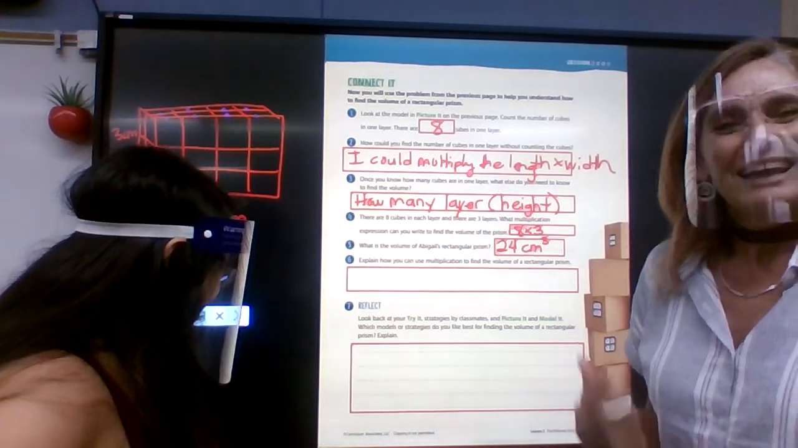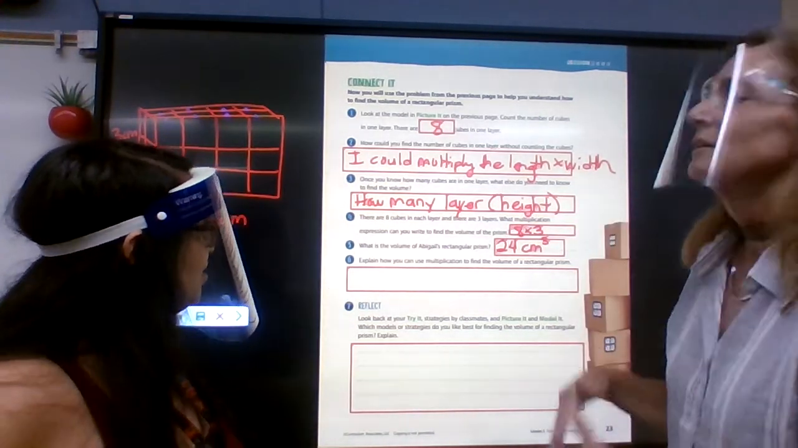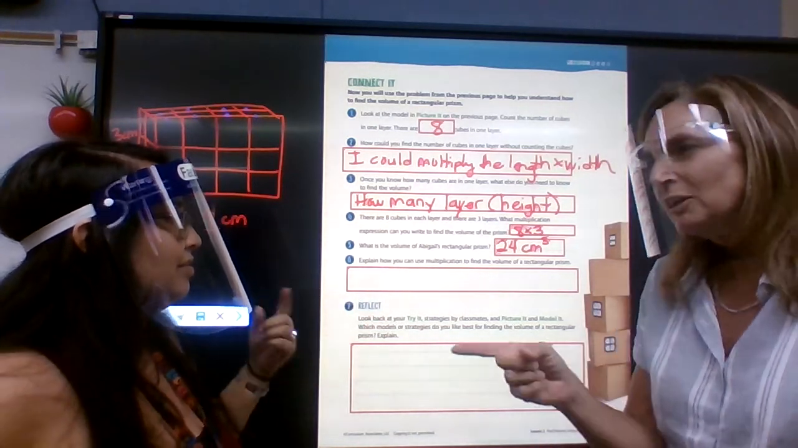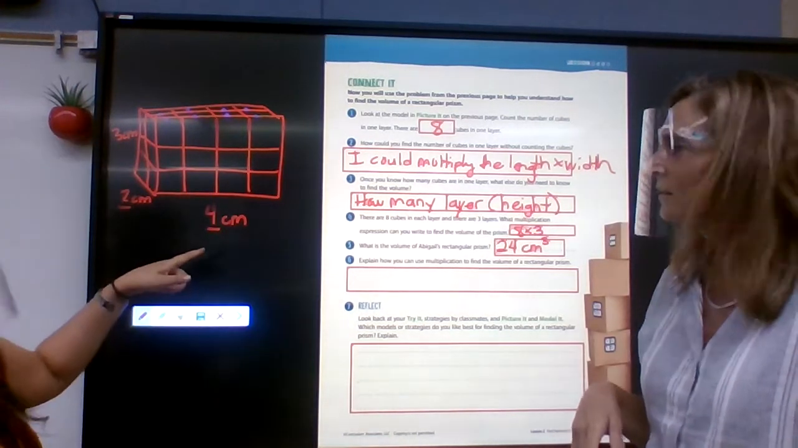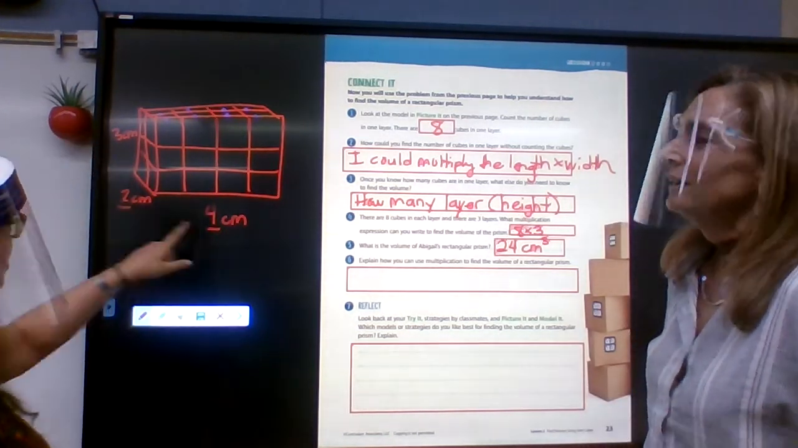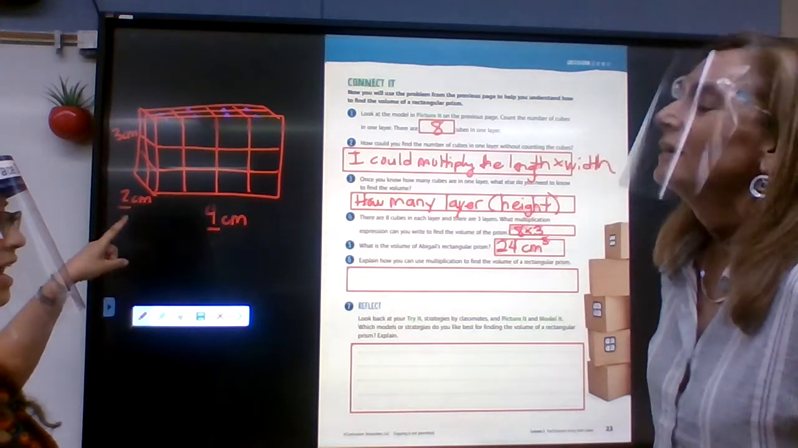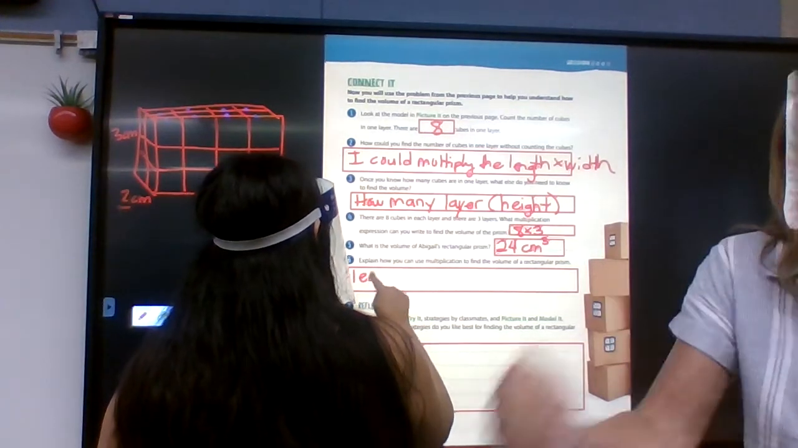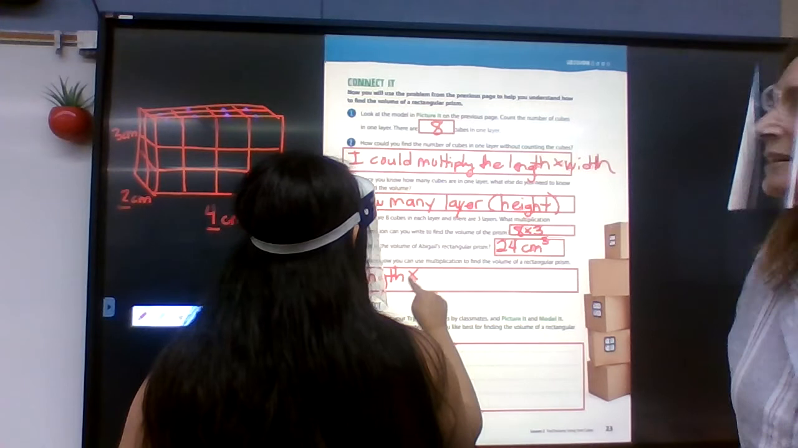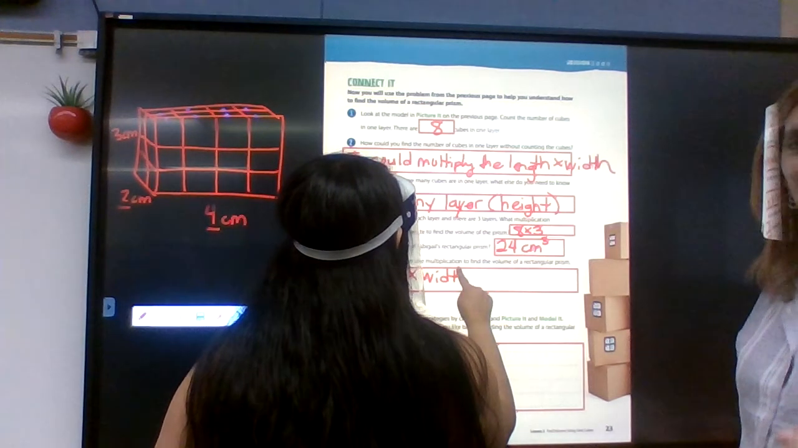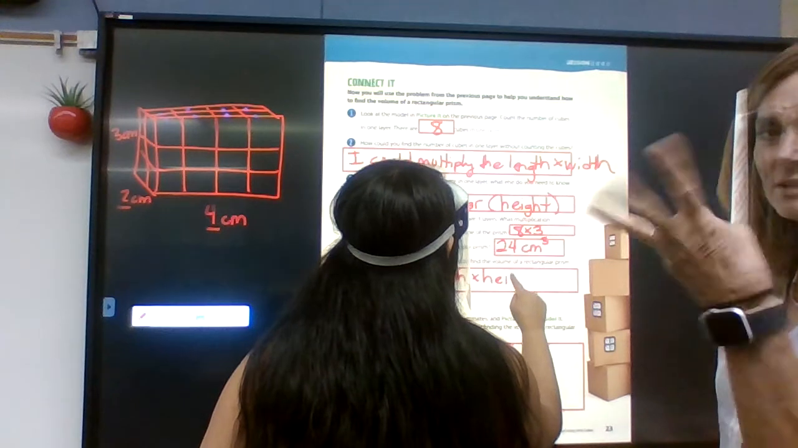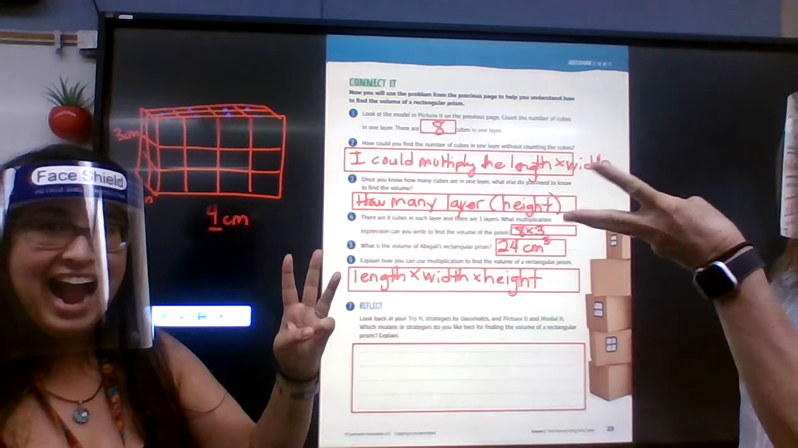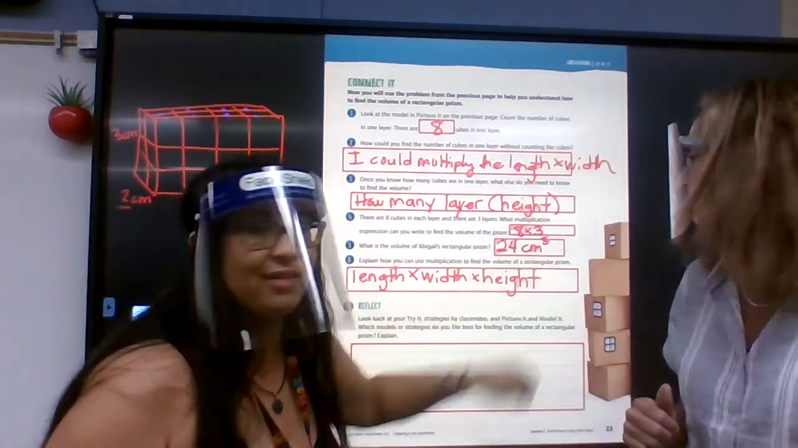So now, explain how you can use multiplication to find the volume of a rectangular prism. I could multiply the length and the width and then multiply that by the height. So that's length times width times height. We said that a rectangular prism is 3-dimensional. So we had one dimension the length, one dimension the width, and one dimension the height. And that's this little 3 right there.